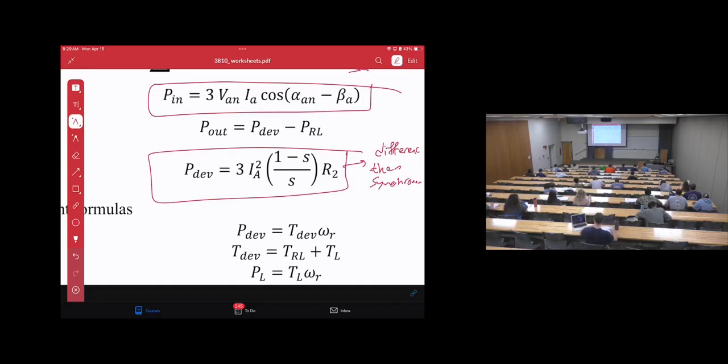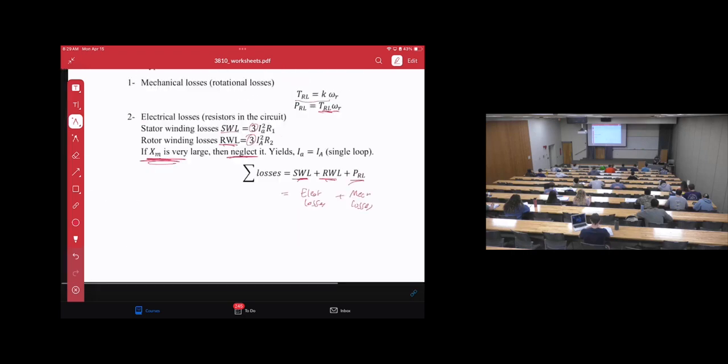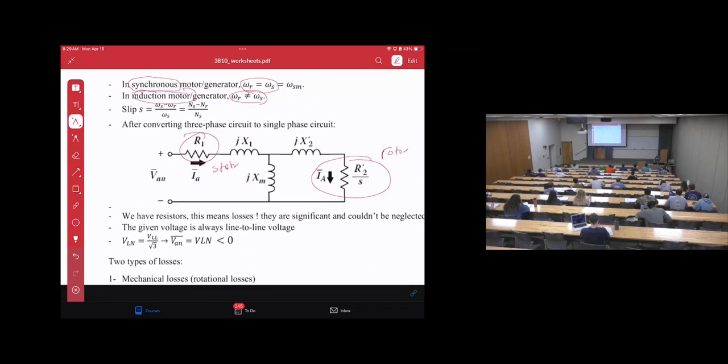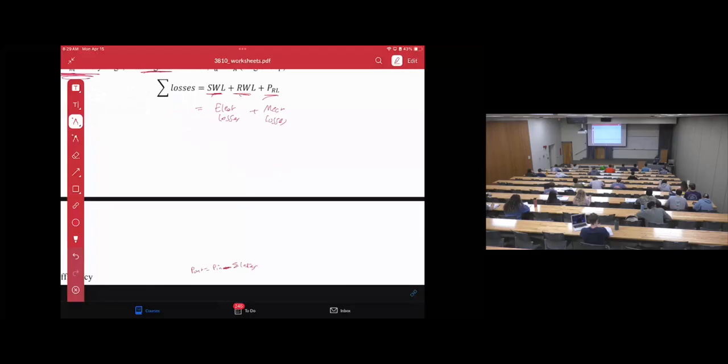So where is delta? There is no back EMF here, electromotive force. In these circuits, there is no voltage source, no EMF. It's only based on the resistor. So you need to keep this in mind.